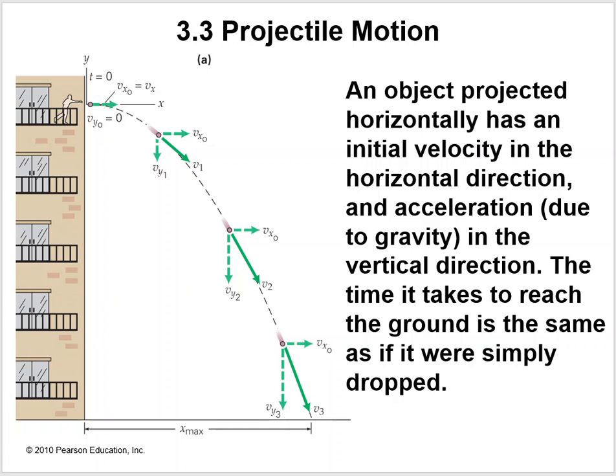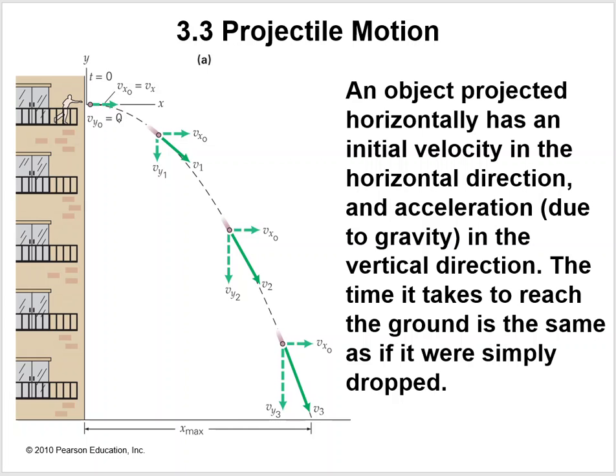So when something's in projectile motion, an object projected horizontally has initial velocity in the horizontal direction and acceleration due to gravity in the vertical direction. The time it takes to reach the ground is the same as if it were simply dropped. So what we want you to know is, initially this object has only x velocity. There's no acceleration on it initially in the x direction. It has only an initial x velocity, so it takes off going straight forward to start off with.